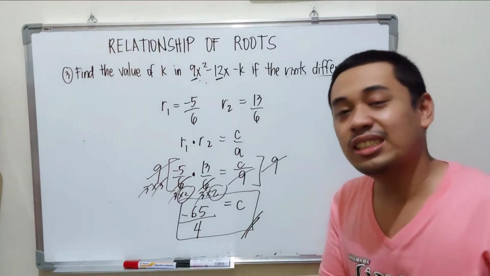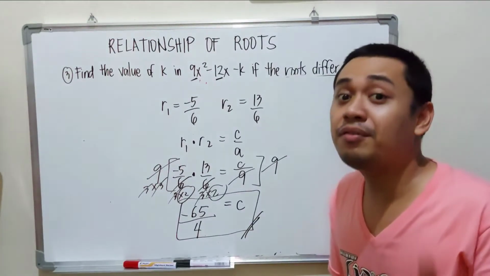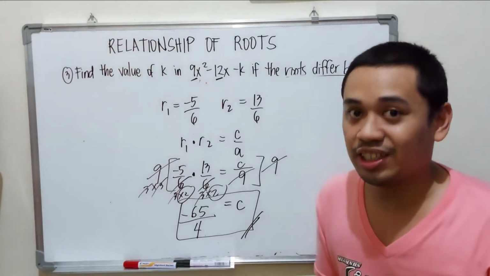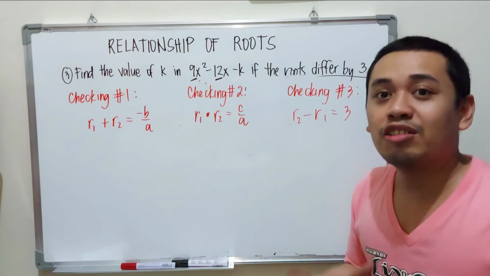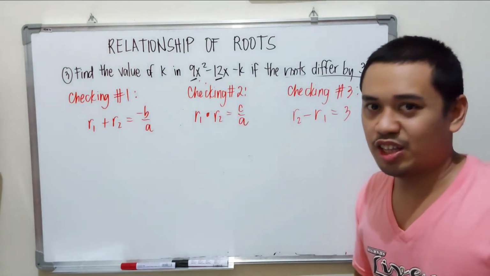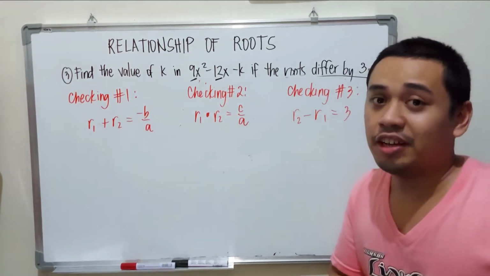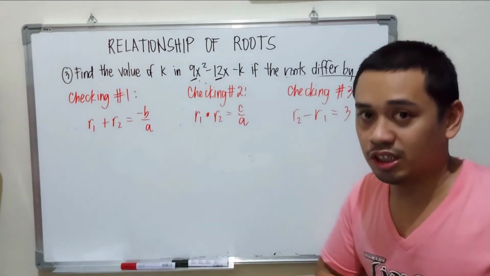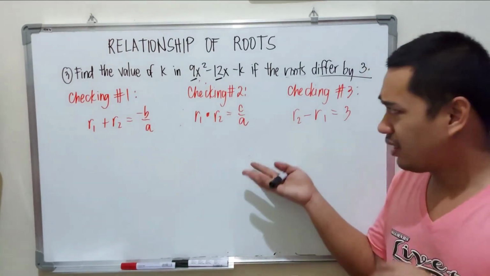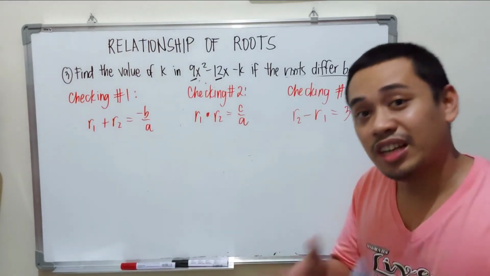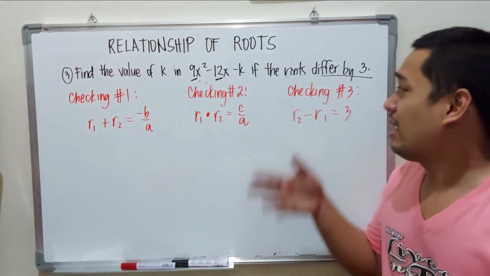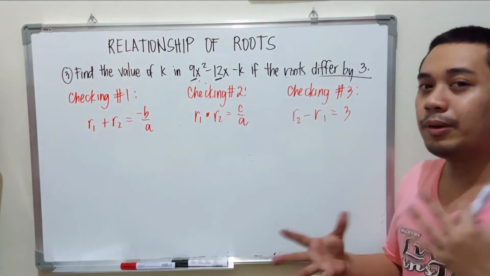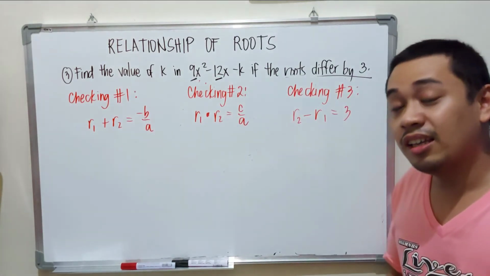Now, may value ka na ng C, tama kaya yon. So, we have now the checking process to counter-validate if our answer is correct. So, ayan, meron tayong tatlong paraan para ma-counter-check natin whether our answer is correct or not. Una, kailangan natin i-apply yung sum relationships ng ating roots. Secondly, yung product relationship naman ng roots, at pangatlo, yung nasa problem na they should differ by 3 or dapat pag pinag-minus sila, 3 yung magiging difference nila.